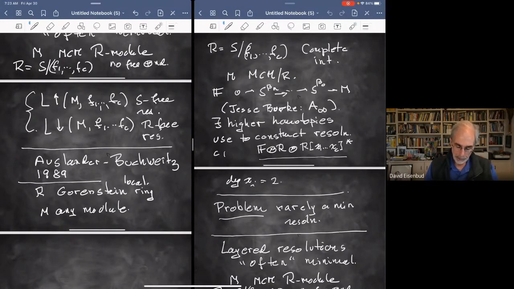Then there's a maximal Cohen-Macaulay module, which is the best approximation to M. And of course, M might have a free summand, so we have to allow free summands in our maximal Cohen-Macaulay modules now. But anyway, we can make a maximal Cohen-Macaulay module, and in fact, an exact sequence with a universal property and a very nice form.